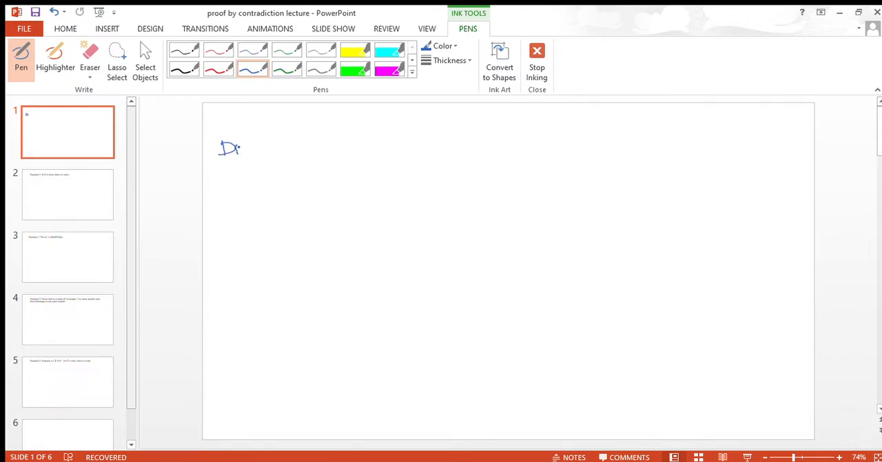We have our direct proof, and in this method, what do we have? We are given P implies Q. And what's the process? We assume P to be true, and then we supply supporting evidences for P to arrive at Q to be true so that we can conclude that P implies Q is also true. So it's a very straightforward method.